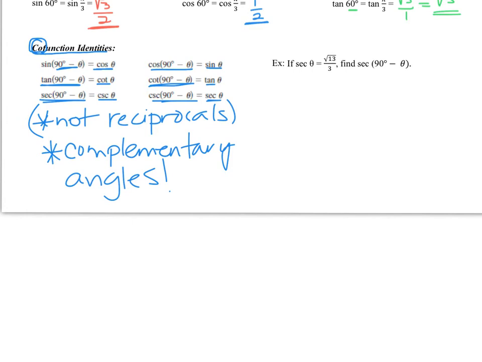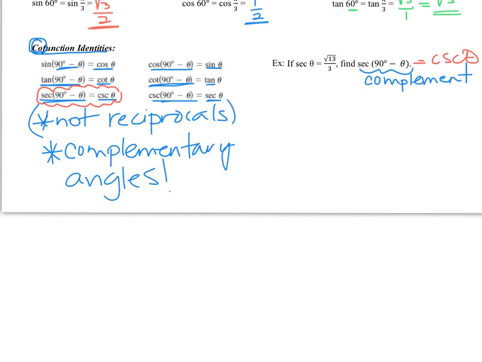And you'll apply it with an example on the right. And it's going to require us to draw a triangle again. If we have the definition, if secant equals square root 13 over 3, find secant of 90 minus theta. So what we're looking for is the complement. Well, the complement for secant of 90 minus theta is over here on the right. That's the cosecant value. We see this definition over here. So we know that it equals cosecant. We just need to figure out how to calculate that value.